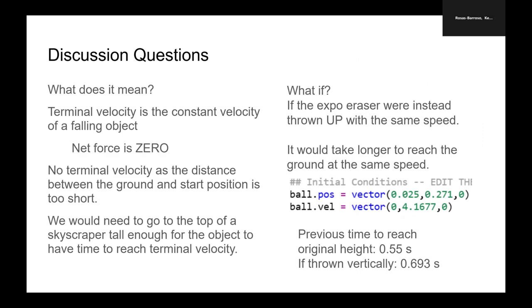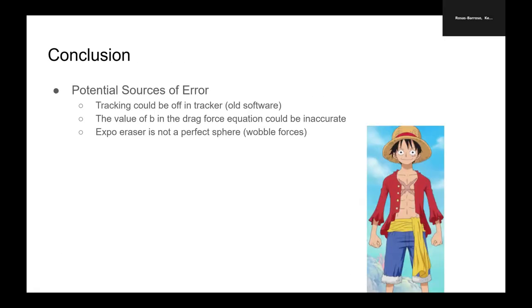And what if an object is initially thrown upwards? Well, it would take longer if I threw it straight up, and we could change that in the code by setting the x velocity of the vector to 0, while changing the y velocity to the magnitude of the complete velocity. Once we run the code, we see that the new time it takes to reach the original height is 0.693 seconds, but the previous time to reach the original height was 0.55 seconds. So we see here that it will actually take longer for it to reach that original height.